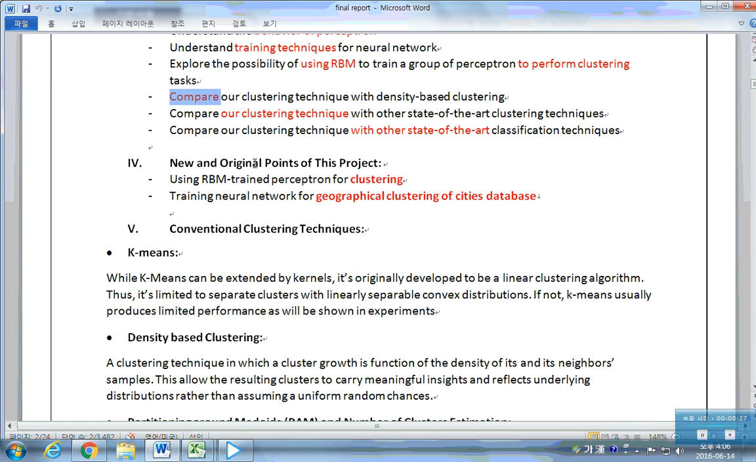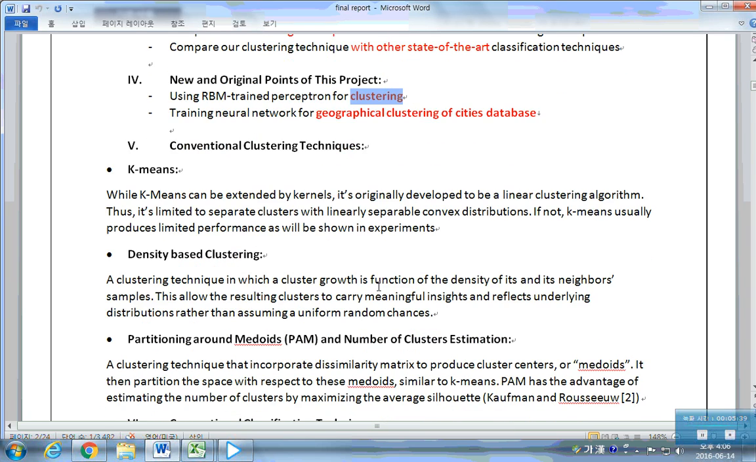The new idea in this project is to use a multi-layer perceptron. In our case, we will use a single-layer perceptron and train it by RBM, and explore whether this can be used as a clustering technique or not.